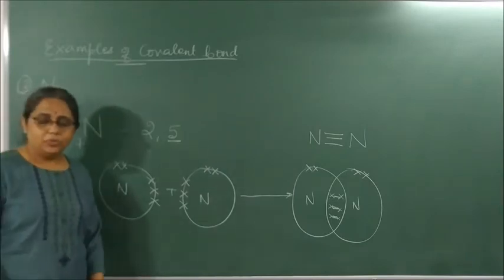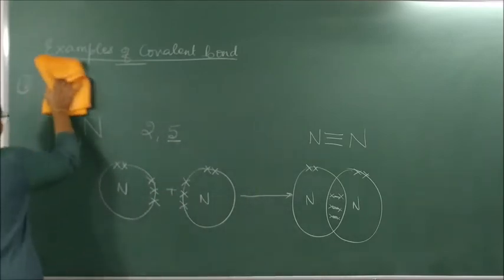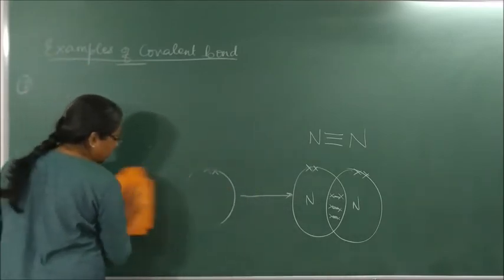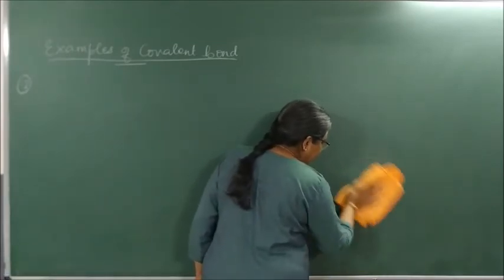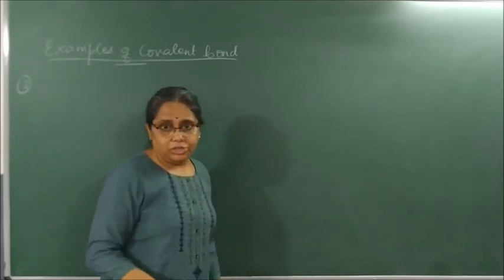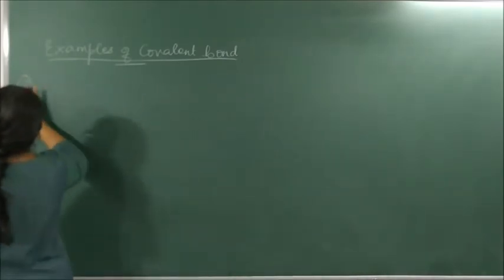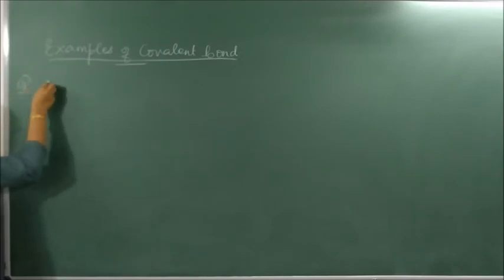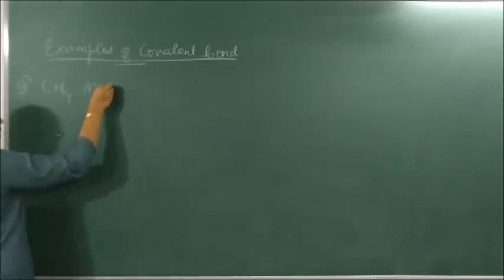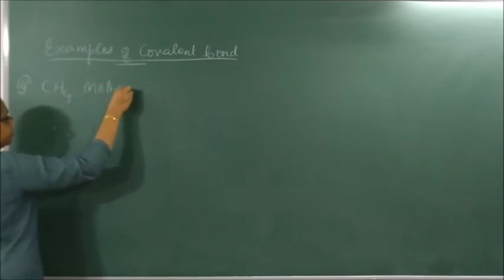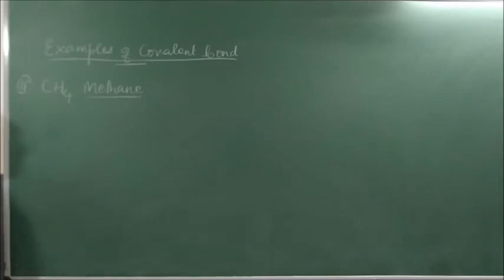Now for the next one. Show bonding in... You all know the names. First was what? Hydrogen gas. Second was what? Oxygen gas. Third was what? Nitrogen gas. And now the fourth one. This is CH4. CH4 is what? Methane. What is CH4? Methane.